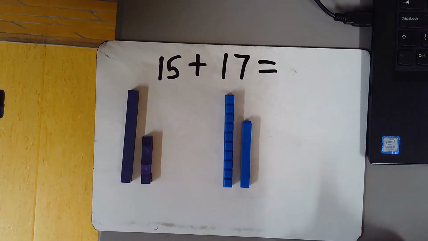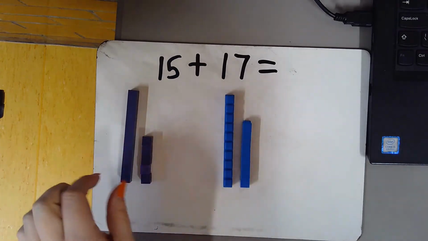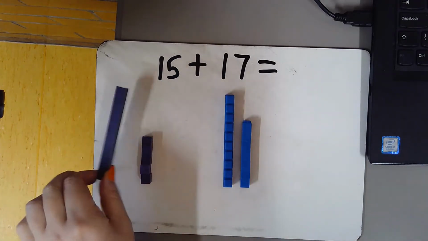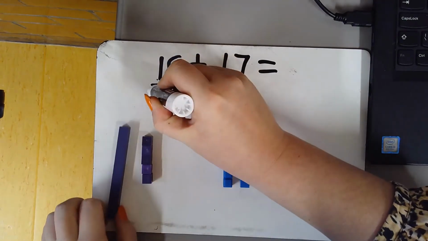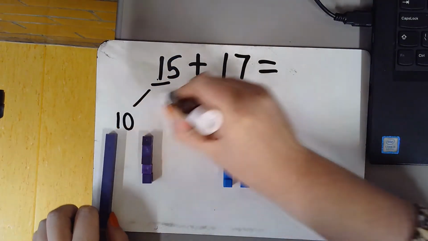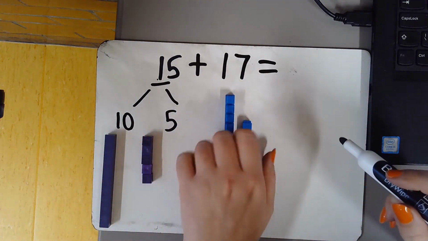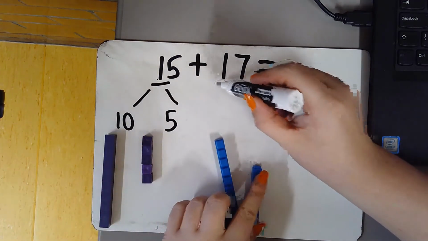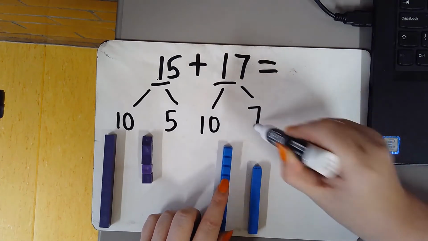So let's explain. What do I actually mean when I say make 10? Right, I've got 2 numbers here. I've got 15 and 17. And you can see I've already partitioned them. I've got my 10. 1 ten is 10, and I've got 5 ones here. I've also got my second number. I've got 1 ten and 7 ones.